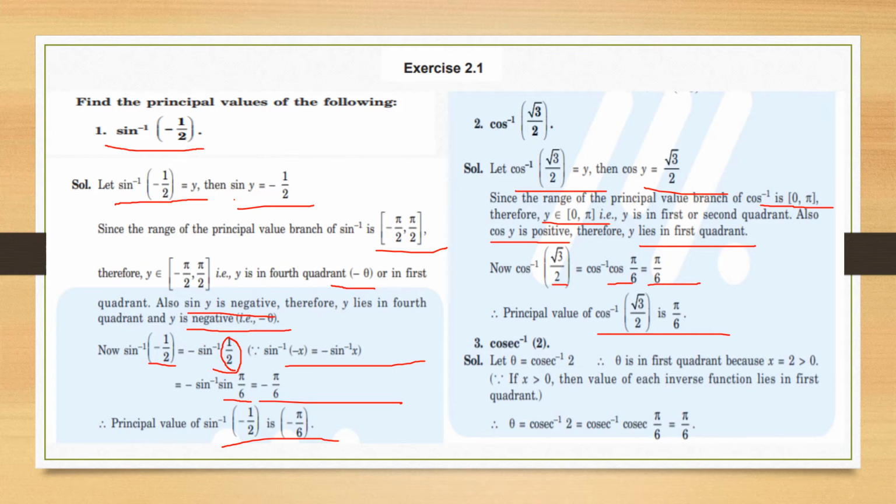Cosecant inverse 2. Now theta is cosecant inverse 2. Now theta is in the first quadrant because x equal to 2 is positive. Now if x is positive, then the value of each inverse function lies in the first quadrant. This is to be understood. So I get from here theta is equal to cosecant inverse 2. Now cosecant is 2 at cosecant pi by 6. So my answer is pi by 6.